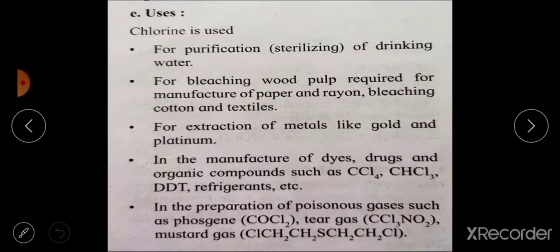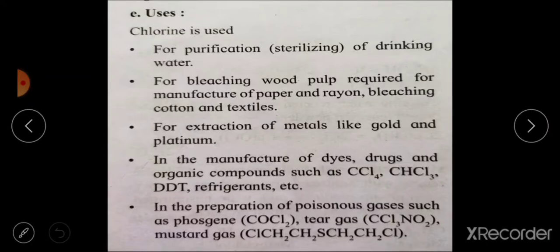Then the uses of chlorine. The first use of chlorine is for purification, that is, sterilization of drinking water. The second is for bleaching wood pulp required for the manufacture of paper and rayon, and bleaching cotton and textiles. The third use of chlorine is for the extraction of metals like gold and platinum.